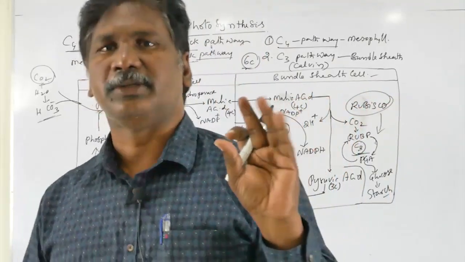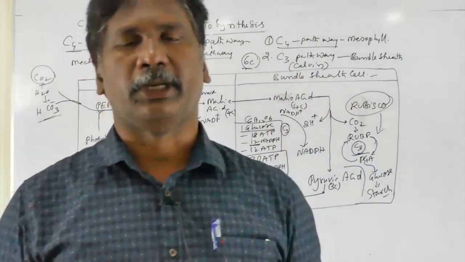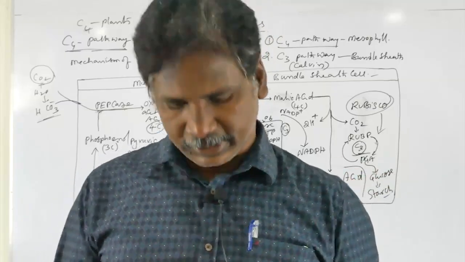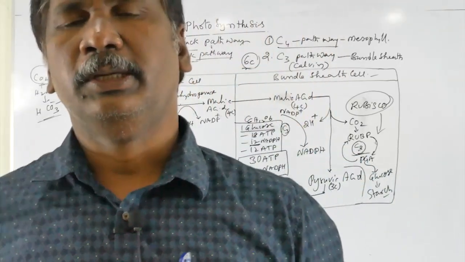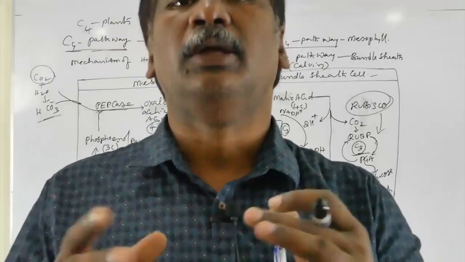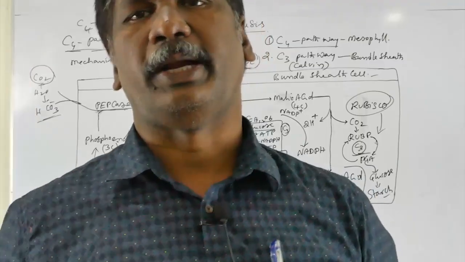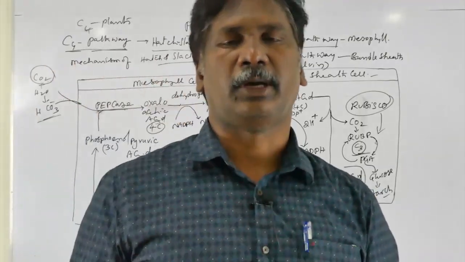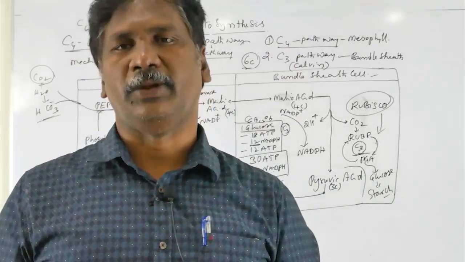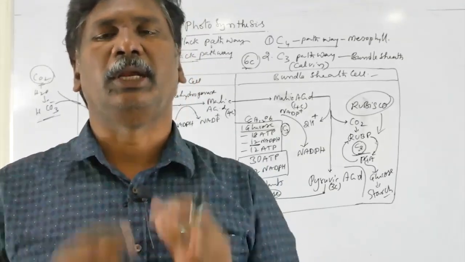So this is the C4 pathway that takes place within the bundle sheath cells and mesophyll cells. When we are observing this pathway, this is the most significant in increasing the productivity of the crops when compared with C3 plants. C4 plants are highly efficient in rate of photosynthesis when compared with C3 plants.